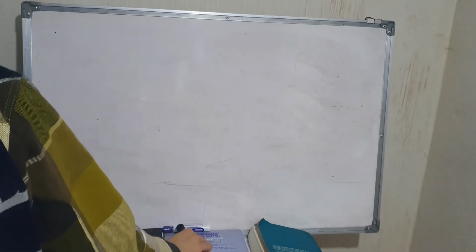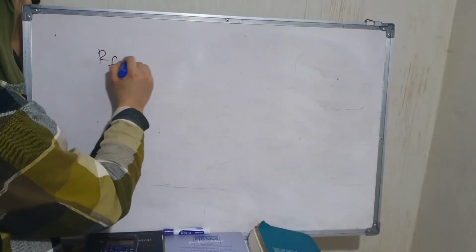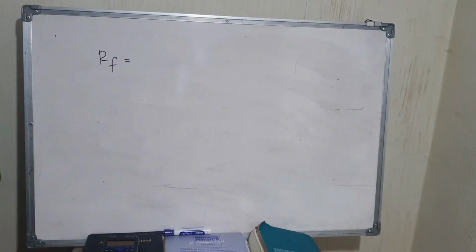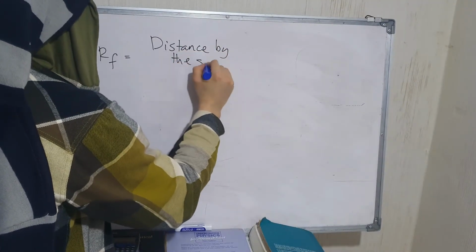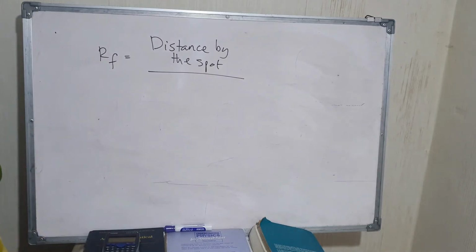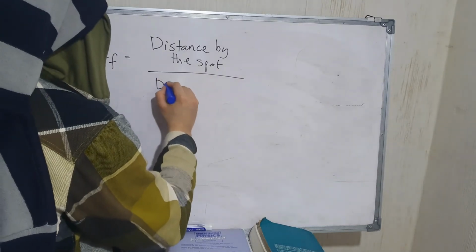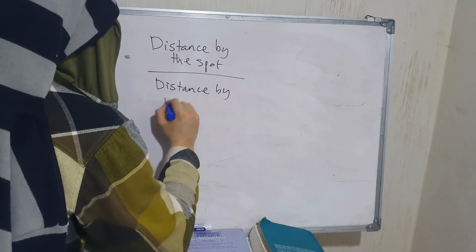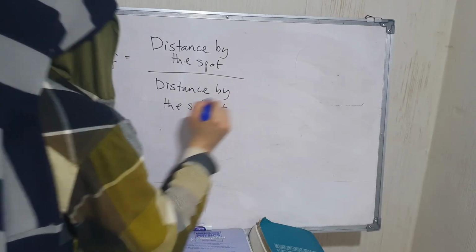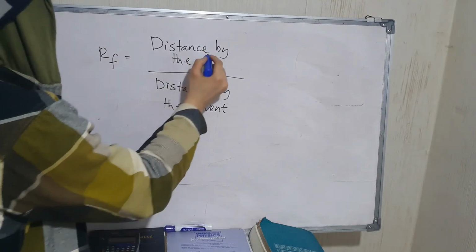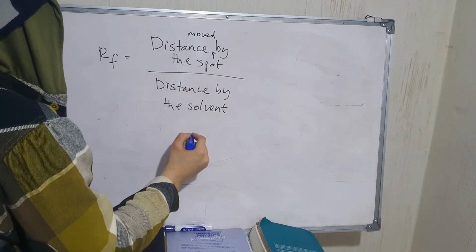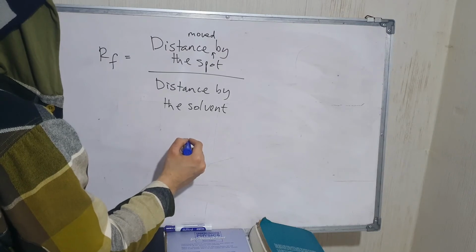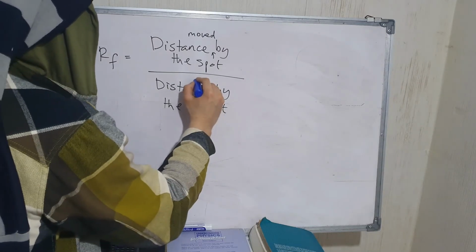And what is the equation for chromatography? Now the equation, Rf, so that's the retention factor, is the distance moved by the spot divided by the distance moved by the solvent. Distance moved, distance moved by the solvent.